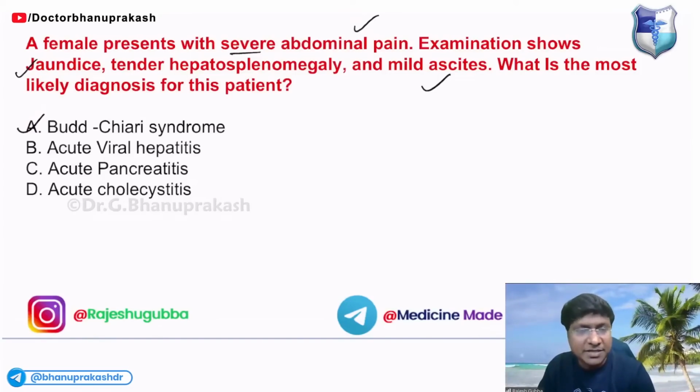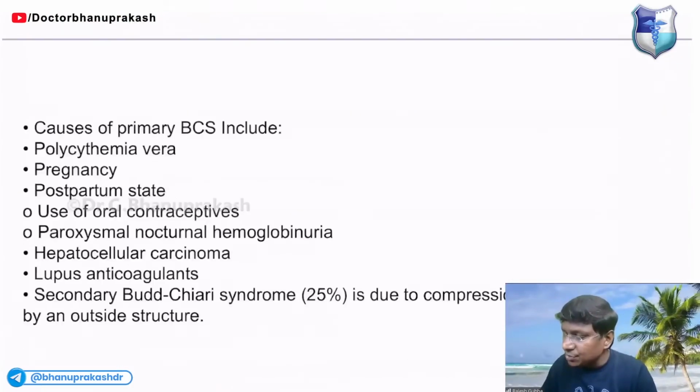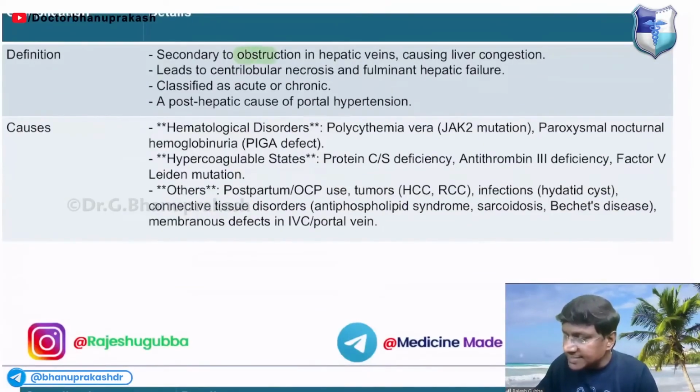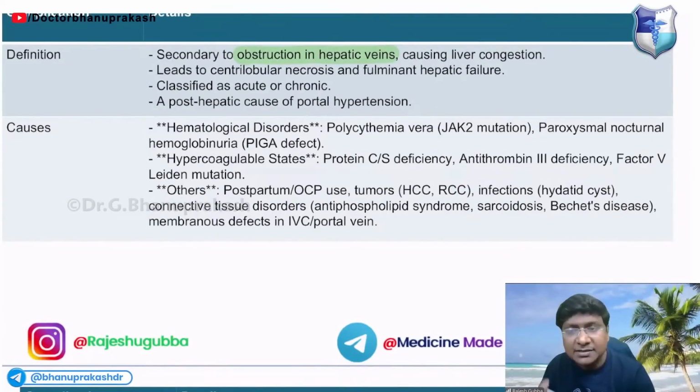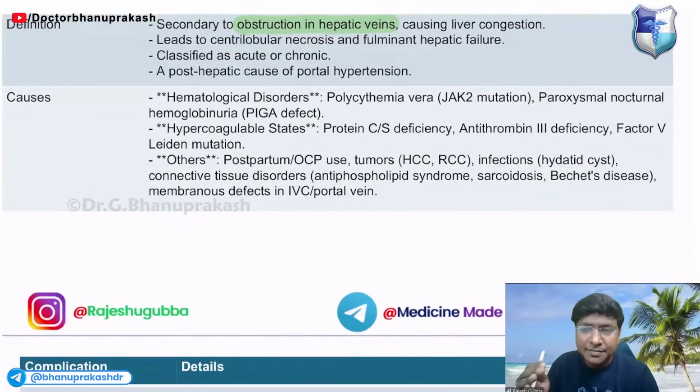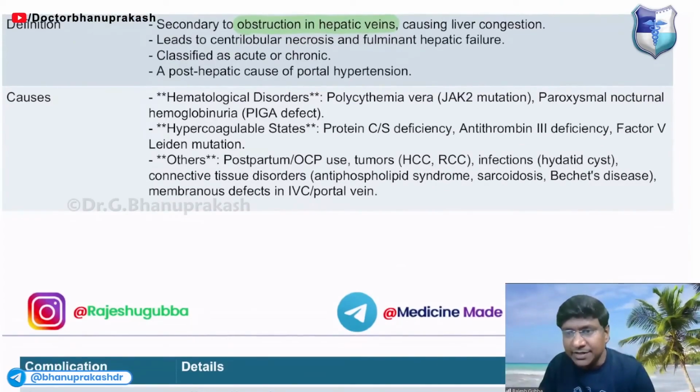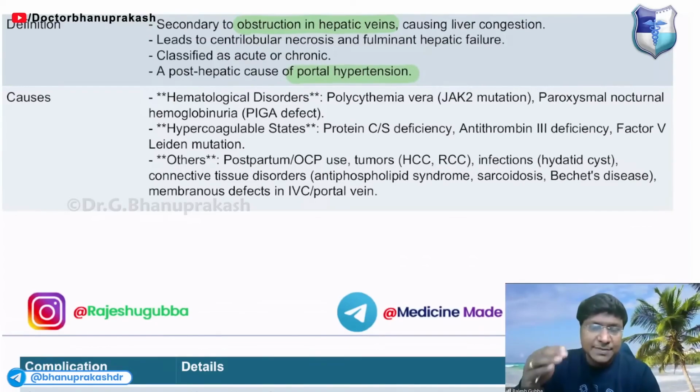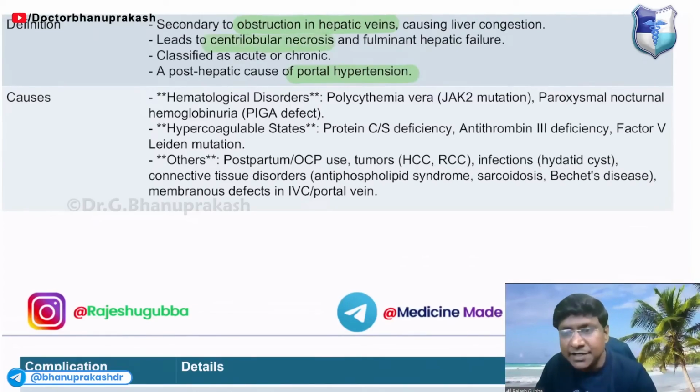And basically, what is the problem in Budd-Chiari syndrome? The problem is that there is obstruction in the hepatic veins, and this obstruction is caused by thrombus. Because of that, the blood from the portal vein is not entering into the hepatic veins. So thereby what will happen? These patients will develop portal hypertension, and it's a post-hepatic cause for portal hypertension. And because the venous blood is not able to enter the hepatic vein, the liver gets congested and there will be necrosis of the liver. The type of necrosis will be centrilobular necrosis.